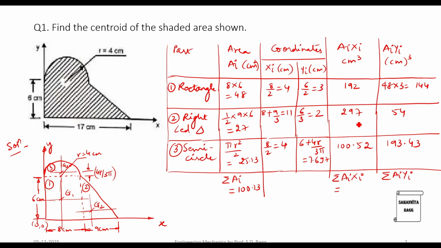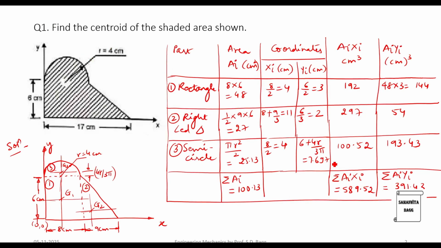This value is addition of these three, which is 589.52, and this value is 391.43. So this completes the entire table. So once you have found all these values, you have to use a very simple formula for finding the centroid for this entire shape, which is G now. So for that, we will use the formula.